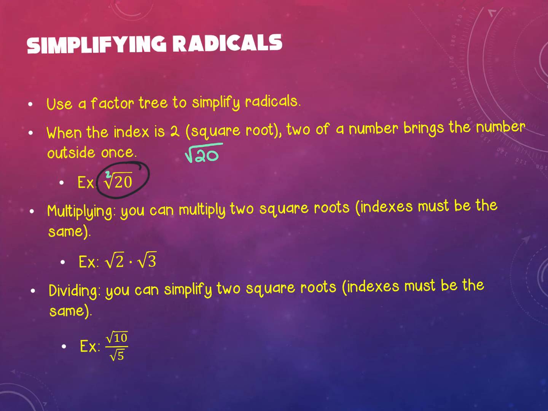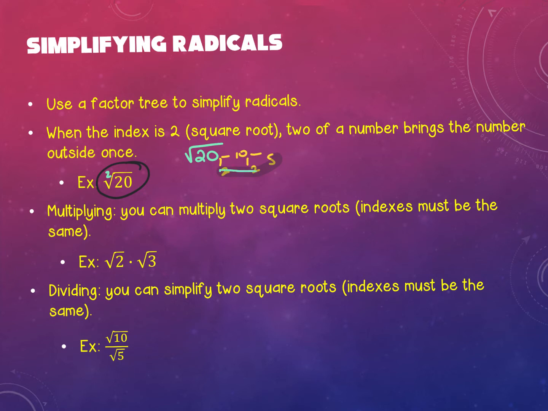We would break that down into its factors. Because 20 is even, 2 goes into it 10 times, and then 10 would be 2 and 5. So you want to break it down until it's prime, until you can't go any further. Then you want to look at these dead ends where you're stopped, which in this case is 2, 2, and 5. And you want to see if a number repeats.